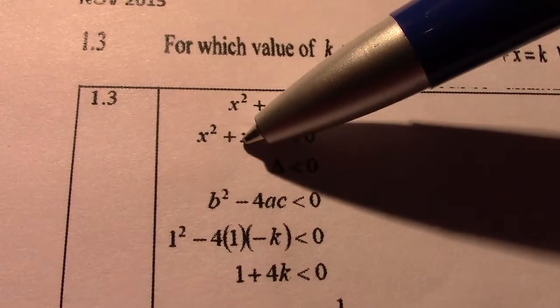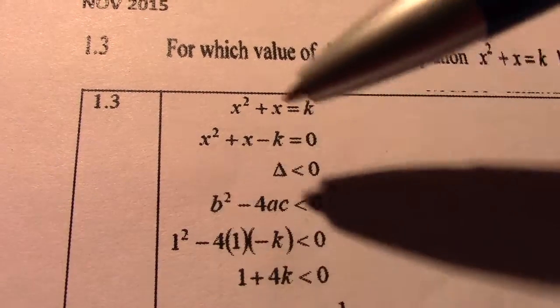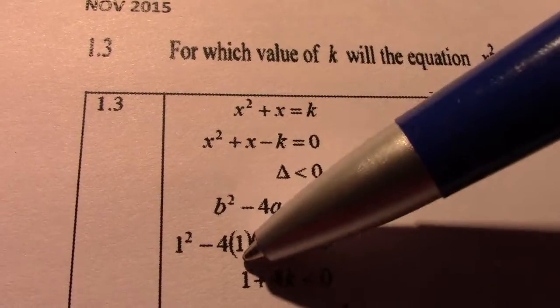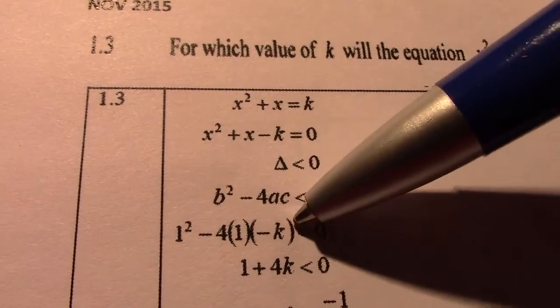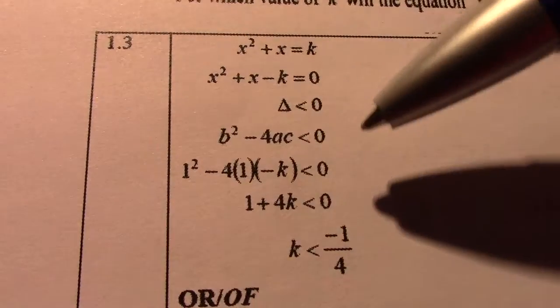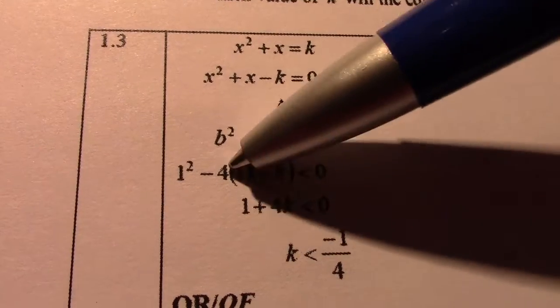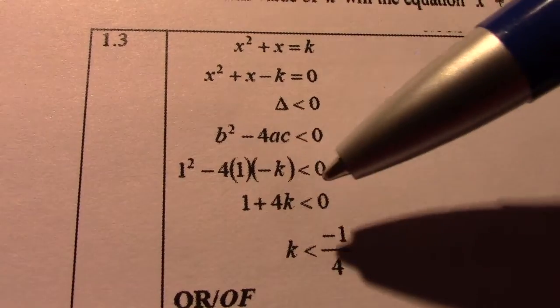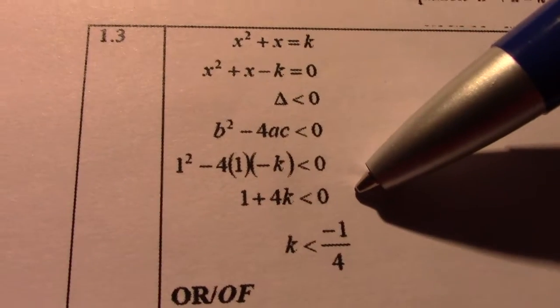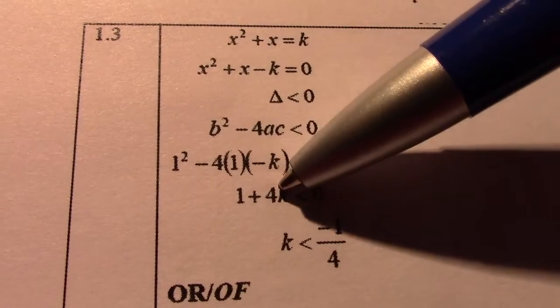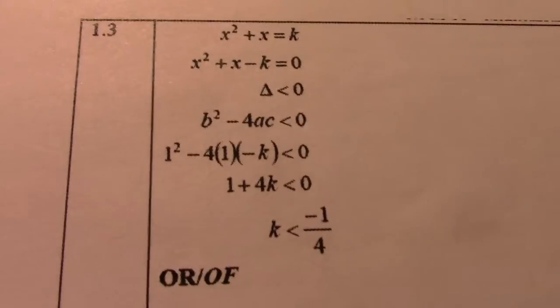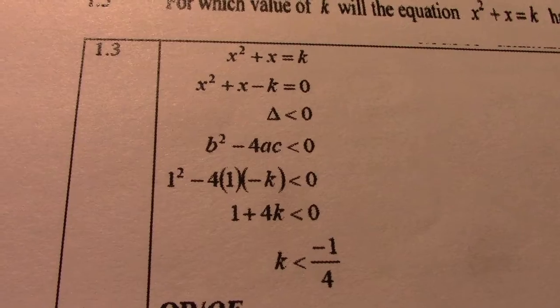My b value there, as you can see, is 1, so it becomes 1 squared. My a value is 1 and my c value is negative k. So I have 1 squared, and negative times negative gives me positive 4k. If I take 1 over, it becomes negative 1. Divide by whatever is in front of k: k is less than negative 1 over 4.